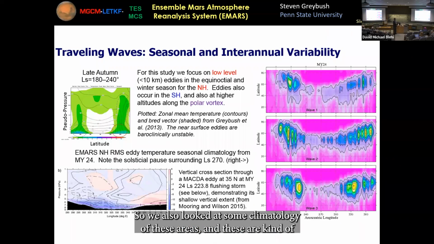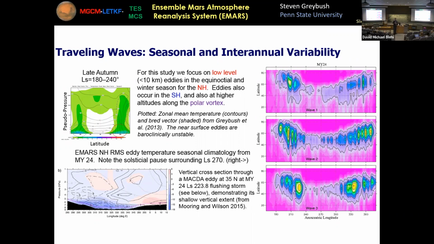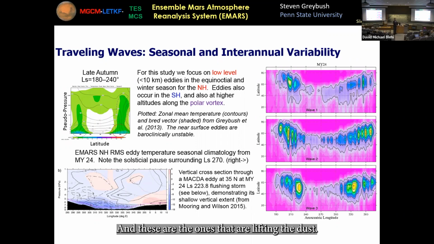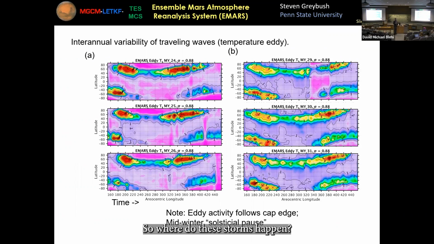So we also looked at some climatologies of these eddies. Again, these are in the lower atmosphere, the lowest 10 kilometers or so. And these are the ones that are lifting the dust to start some of the dust storms. So looking at what these might look like on a seasonal time scale, where do these storms happen?